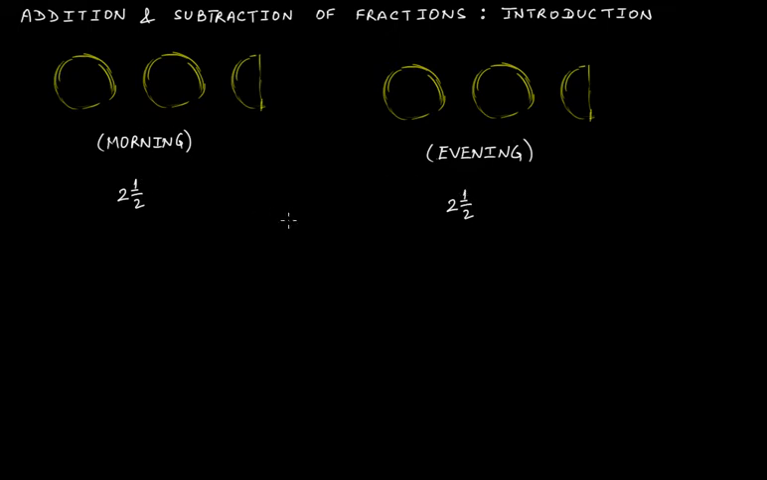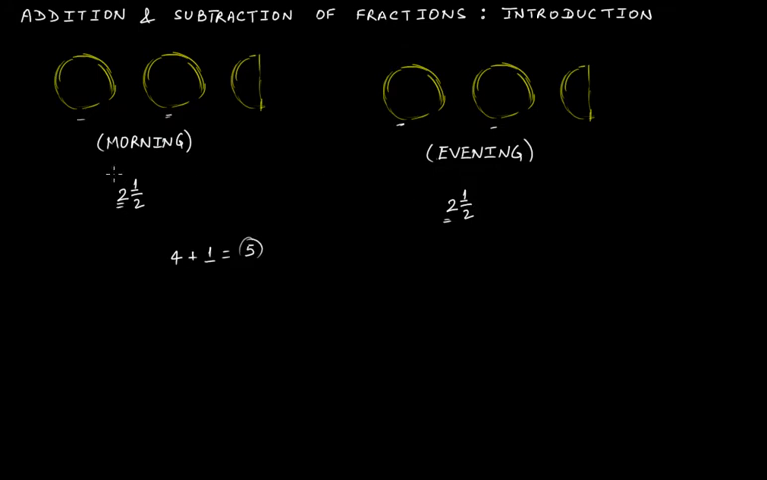Now, if someone asks what fraction you had in the morning and evening all together, you will say that in the morning I had 2.5, and in the evening I had 2.5. Therefore, I have 2 plus 2, that is 4. This one and this one and this one and this one makes 4. And half of this one and half of this one will make 1. So I'm having another 1, and this is 5. So 5 chapatis is what I had, taking morning and evening together.